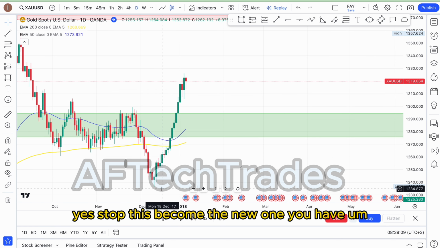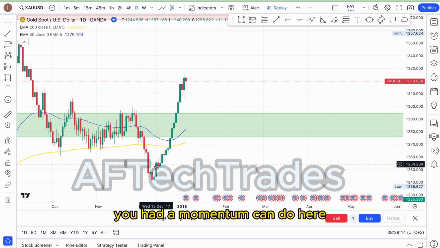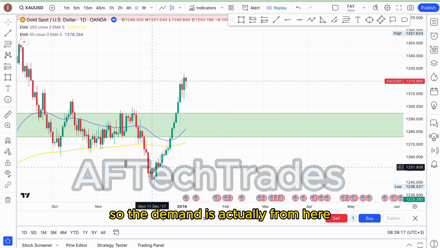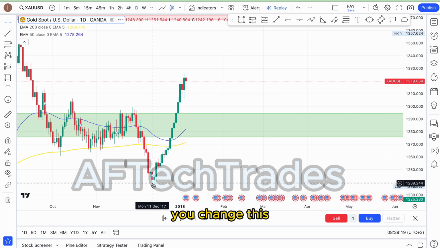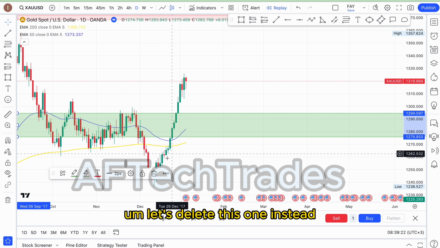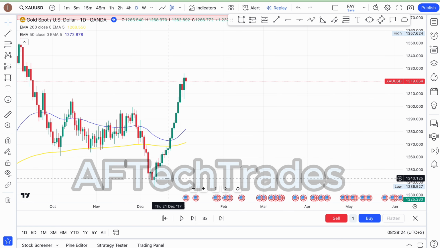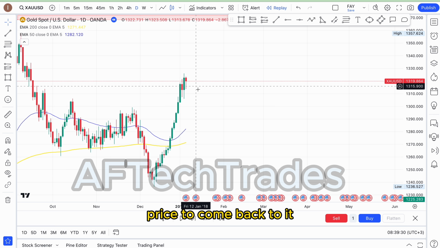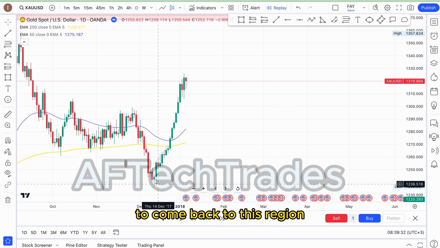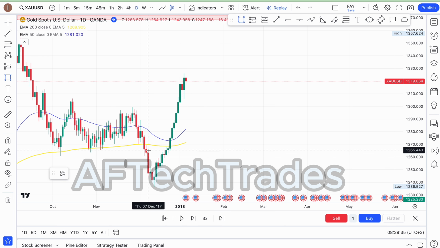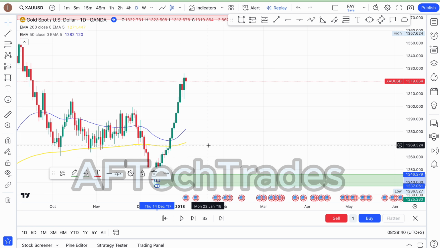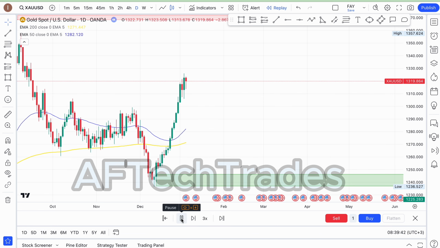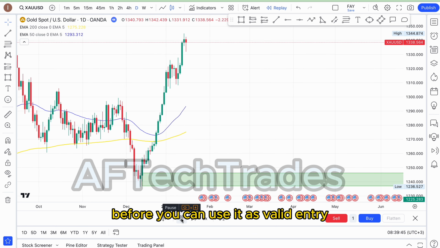Stop. This becomes the new one. You had a momentum candle here, so the demand is actually from here. You change this. Let's delete this one instead. This is the new demand zone, but you will have to wait for the price to come back to this region before you can use it as a valid entry.